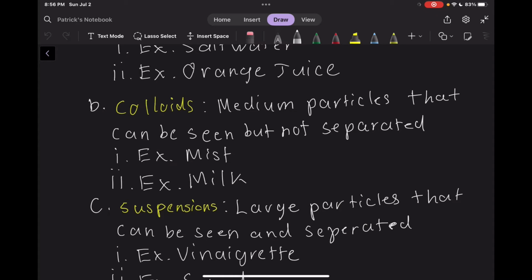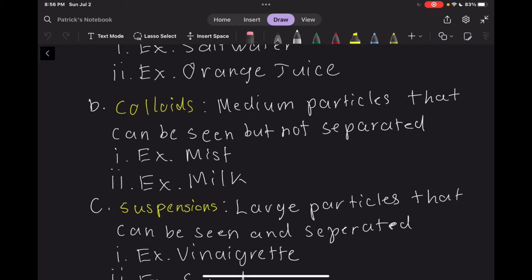If the particles in a mixture are medium-sized, we call the resulting mixture a colloid. When we say the particles are medium-sized, what we mean is that they are big enough to see with the human eye, but still cannot be separated using physical methods. Mist, for instance, is essentially a mixture of liquid water and air. If we look closely at mist being squeezed from a spray bottle, we'll actually be able to see the water particles as they exit the bottle. But again, we can't easily separate the water from the air.